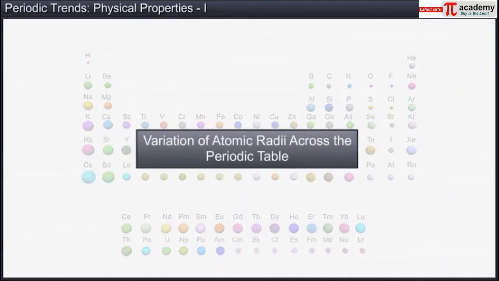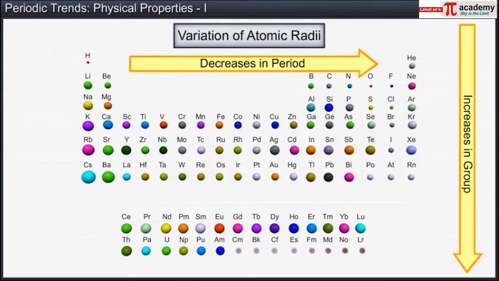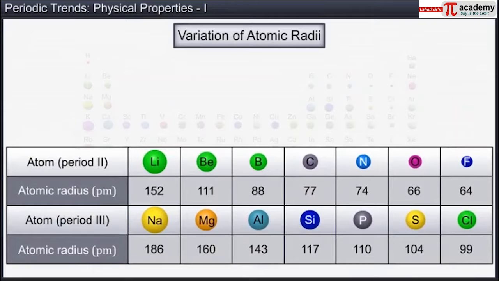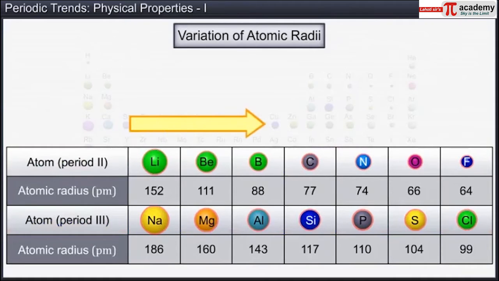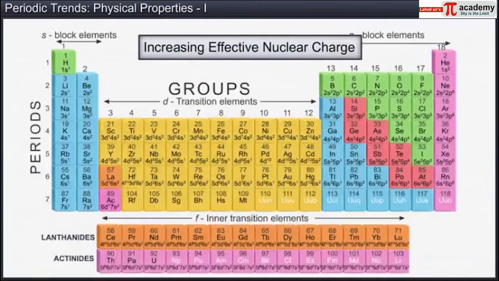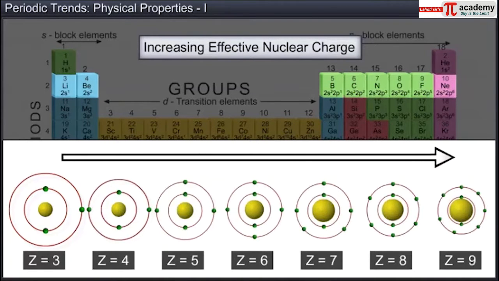Let us now see the variation of atomic radii across the periodic table. Generally, atomic radius decreases across a period and increases as we go down a group. The table lists the atomic radii of few elements from the second and third periods of the periodic table. The decrease in atomic size across a period is due to the increasing effective nuclear charge with increase in atomic number.